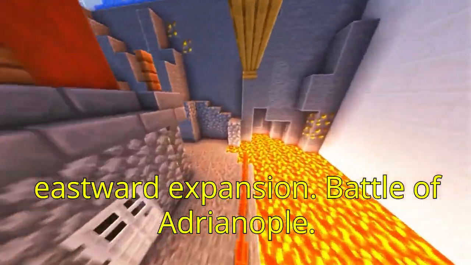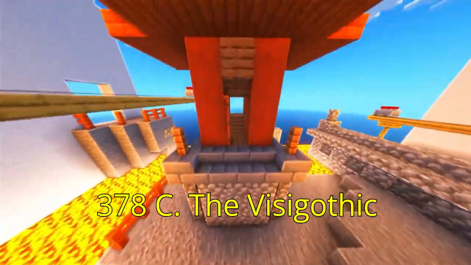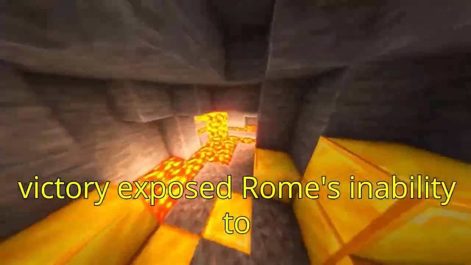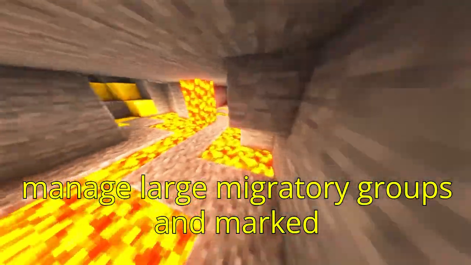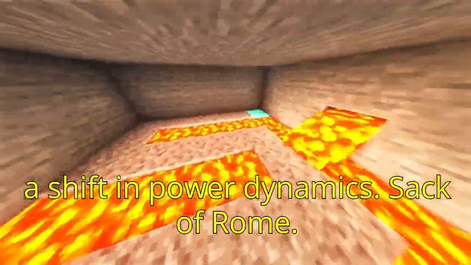Battle of Adrianople, 378 CE. The Visigothic victory exposed Rome's inability to manage large migratory groups and marked a shift in power dynamics.